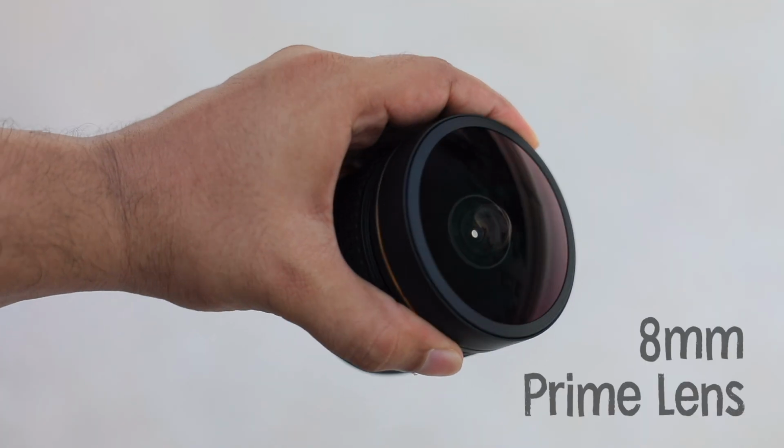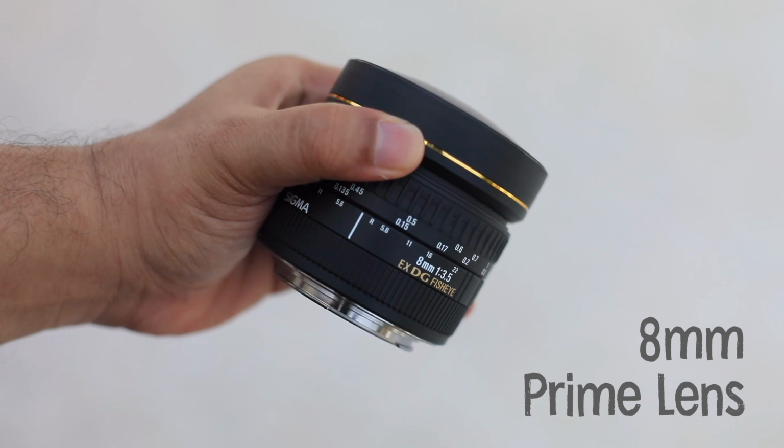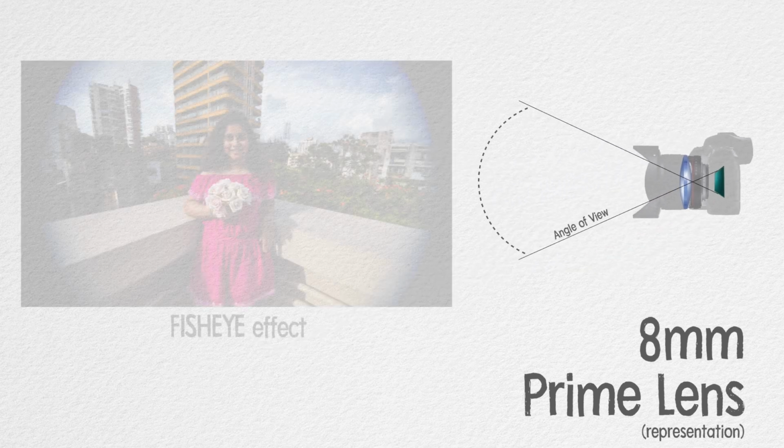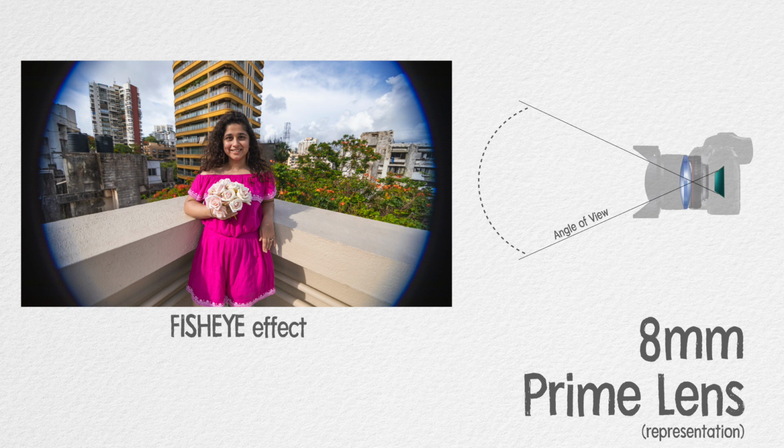This is an 8 mm prime lens. As seen in this diagram, it has an extremely wide angle of view. It is so wide that the photograph gets completely distorted. On a full frame camera, you can see the inside of the lens with the fisheye distortion.